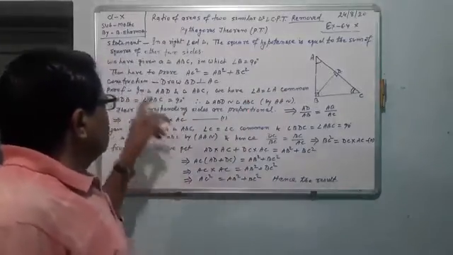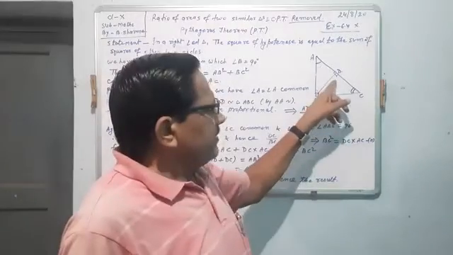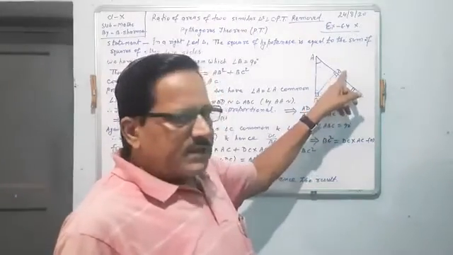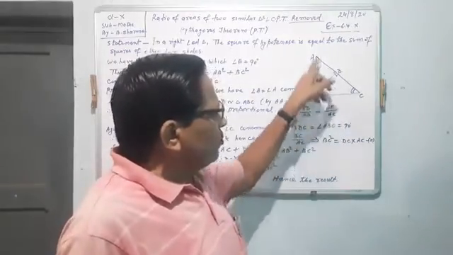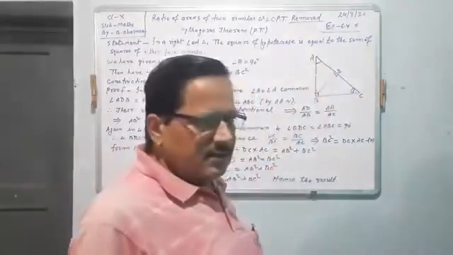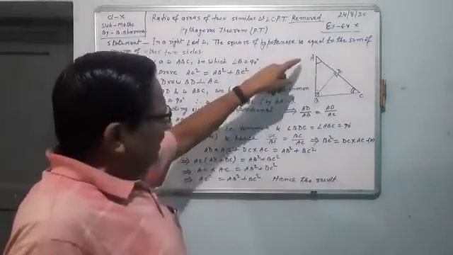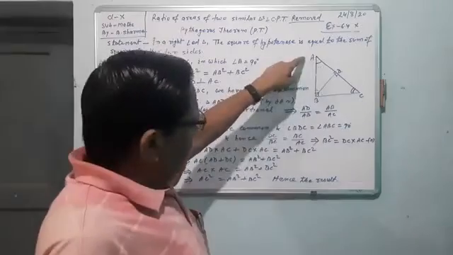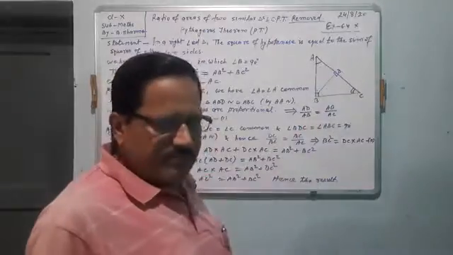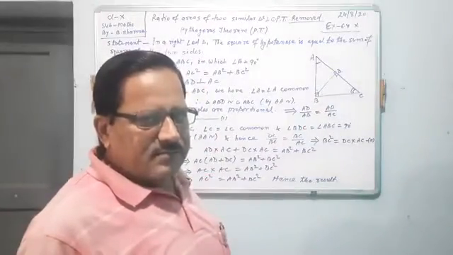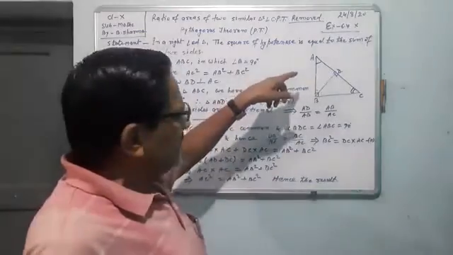Now, construction: draw BD perpendicular to AC. BD is the perpendicular from the right angle B to the hypotenuse AC. Now, in triangle ABD and triangle ABC, we use the RHS similarity we have read about.